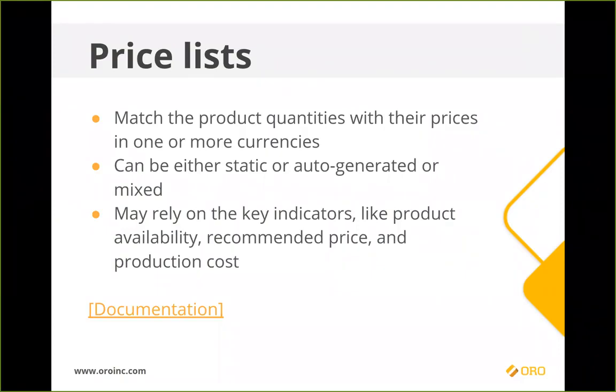Price lists can be either static, entered manually, imported from CSV file, added some other way manually, or it can be auto-generated. In this case, it can be generated automatically based on some kind of parameters or rules we can see a little bit later. Or we may also have a mixed price list where we have both static and auto-generated prices. Price lists may rely on key parameters or indicators like product availability, recommended price, production costs, and so on. Again, we are going to see most of this information, most of these customizations a little bit later in scope of this topic.